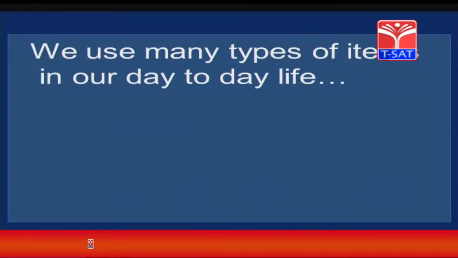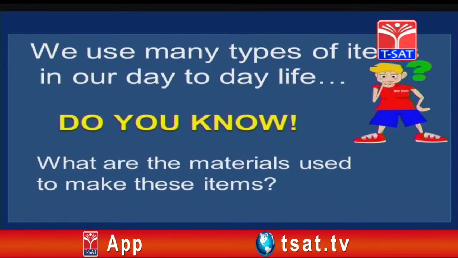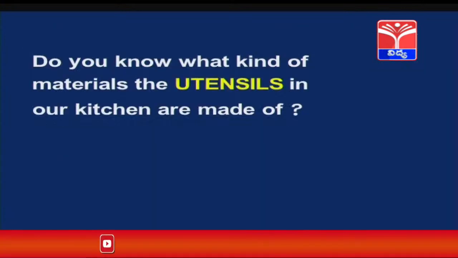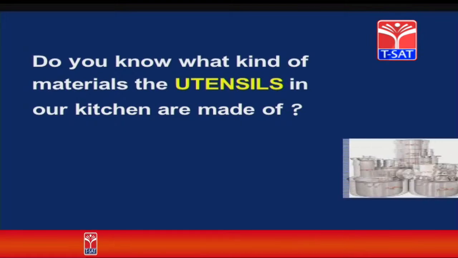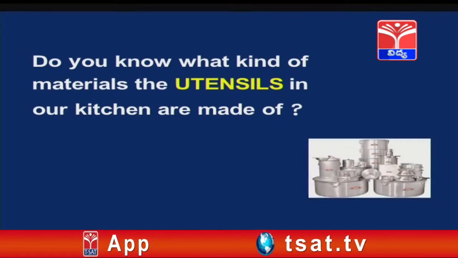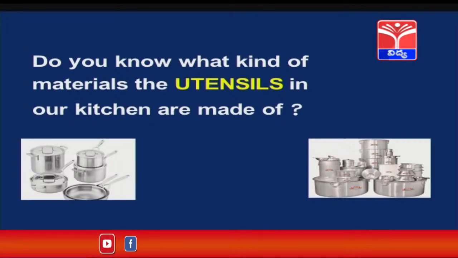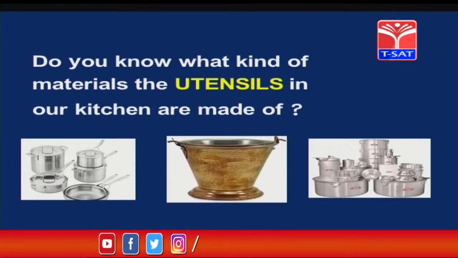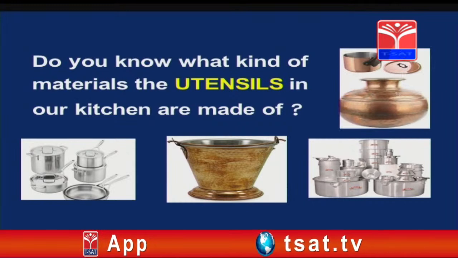Now, we use many types of items in our day to day life. Do you know what materials are used to make these items? Do you know what kind of materials the utensils in our kitchen are made of? Now, let us see, we will find many items in our kitchen. What are these? Yes, these are aluminum vessels, these are steel made up of iron, nickel, chromium, it is an alloy. It is a bucket made up of brass, it is an alloy of copper and zinc, it is copper. We will find these sorts of vessels in our kitchen.